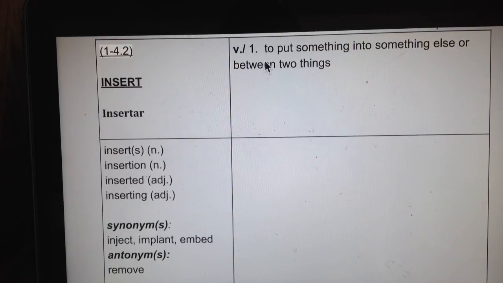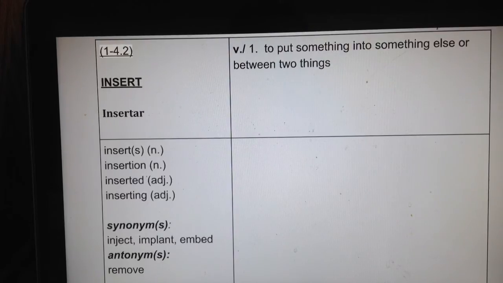Insert in the verb form can also be used as a noun, in which case the pronunciation changes by having the stress or emphasis placed on the first syllable. So in the noun form, it's insert. The verb form is insert. The noun form is insert. Or in the plural, inserts.